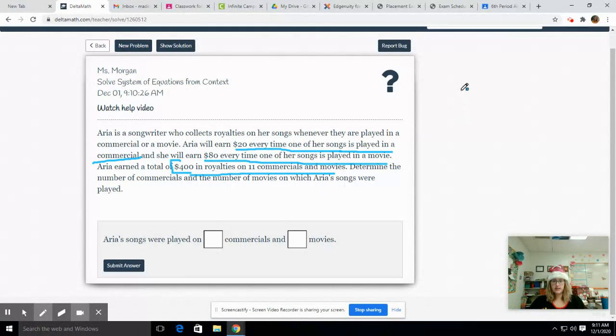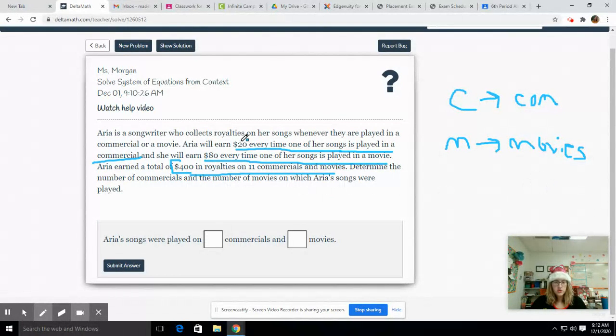So we're going to let C be commercials. And then we're going to let M be movies. Wow, it's so hard to write with a mouse. So C is going to be commercials and M is going to be movies.